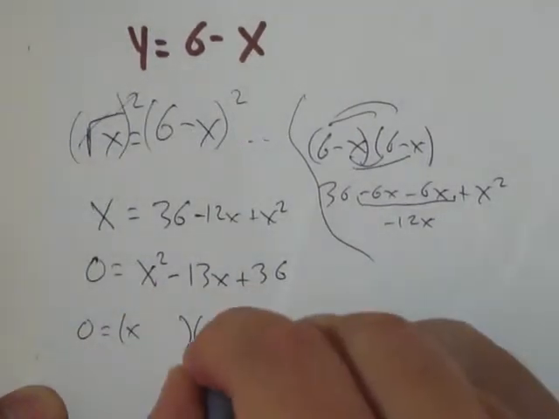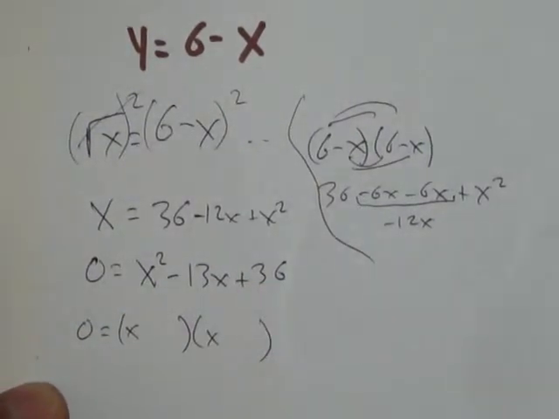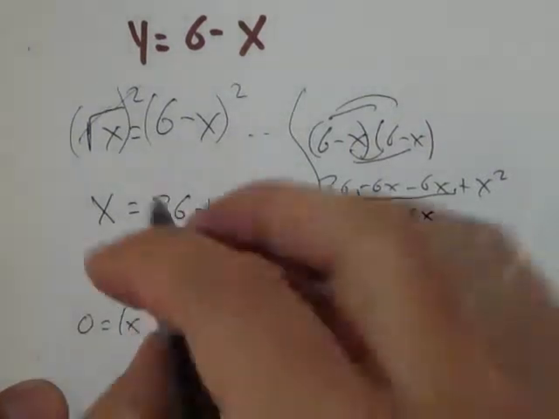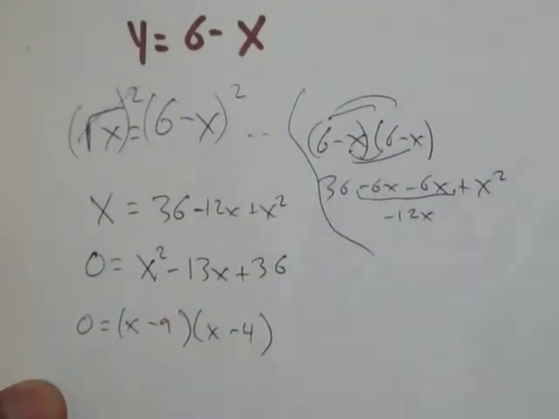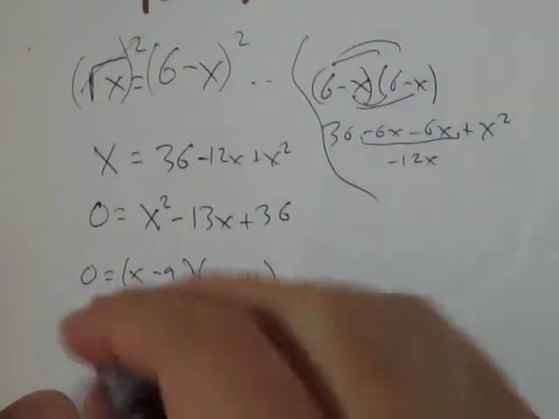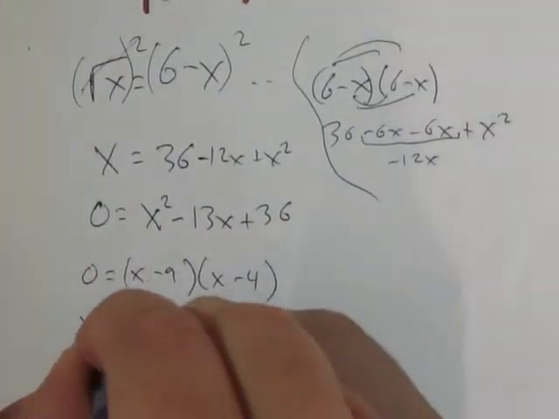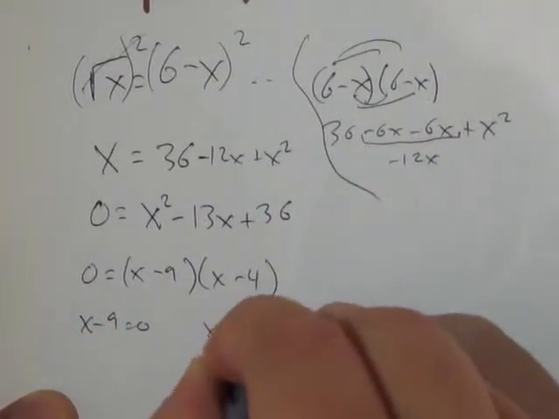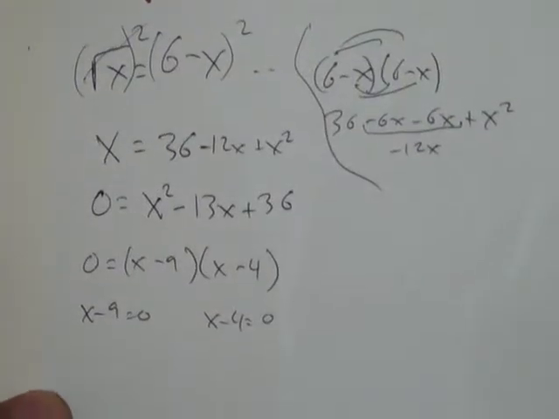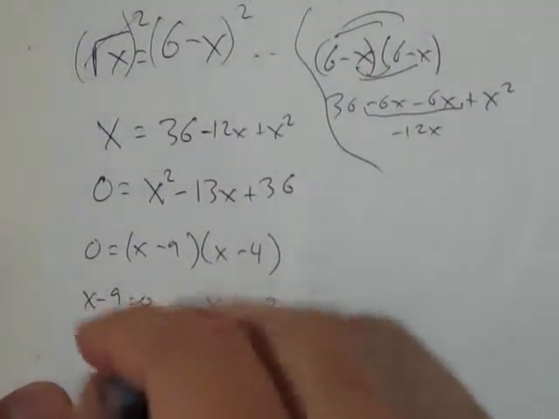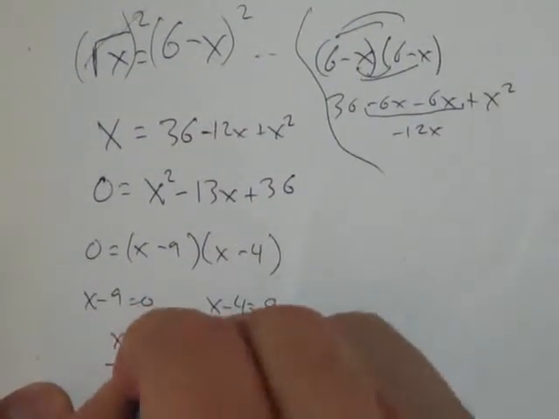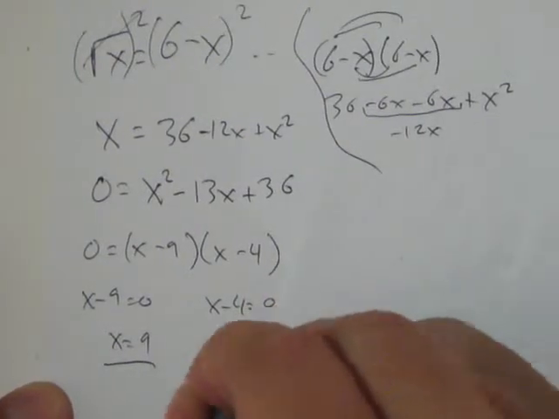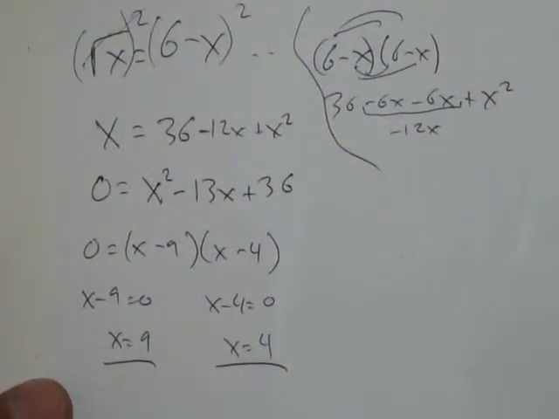So we get x minus 13 and plus 36. What's that? Minus 9, minus 4. So we say x minus 9 equals 0 and x minus 4 equals 0, just like we've done before. Solve both of these for x. So we get x is 9 and x is 4. Again, we have 2 points, and these are the x values for those 2 points.